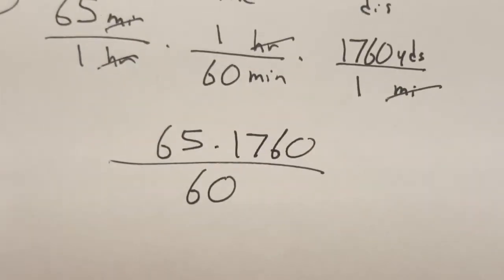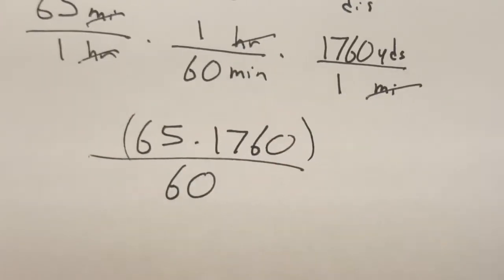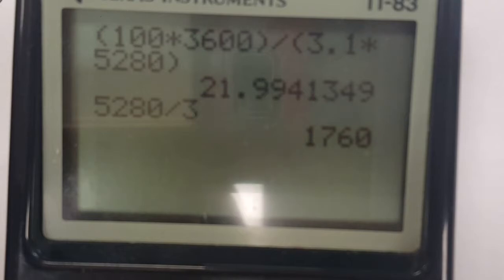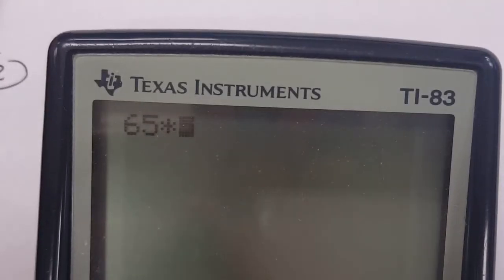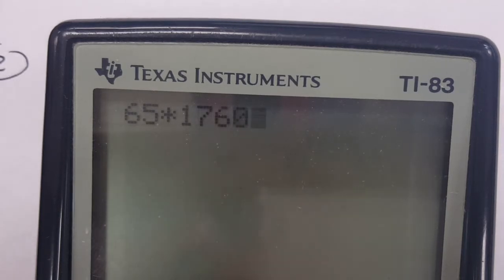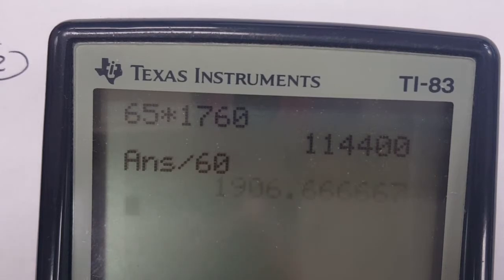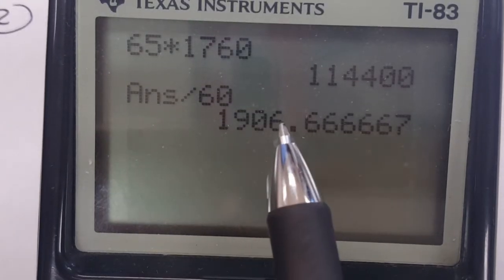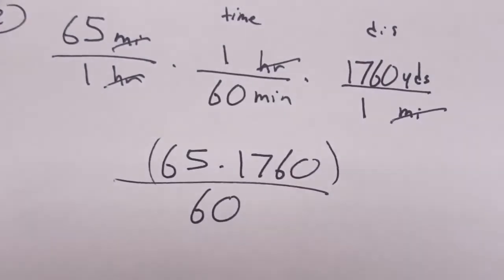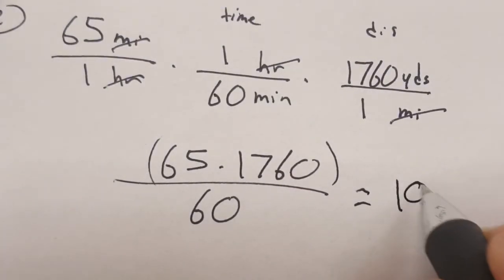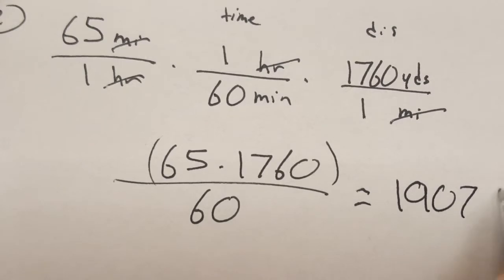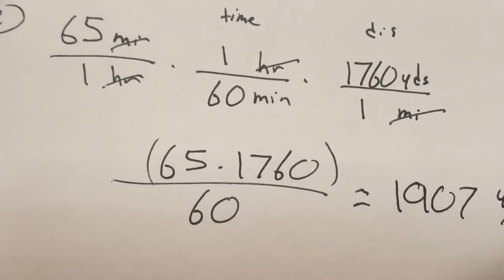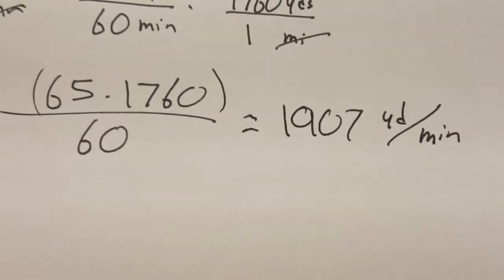So let's see what that looks like on the calculator. Make sure you do all of that first. Okay, here we go. 65 times, come on phone, focus, there we go. 1760, and then divide by 60 again. Looks like I'm going to go to the nearest one right there, so I'm going to go 1907. So about 1907 yards a minute.